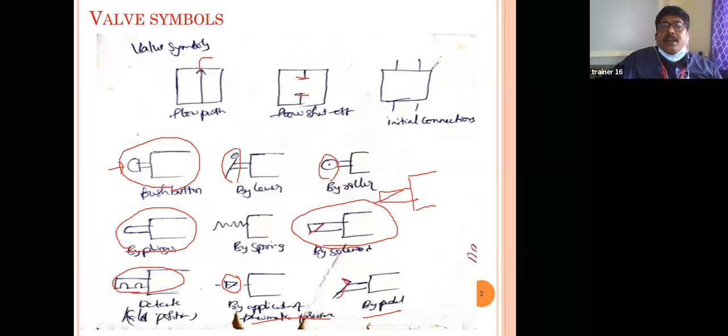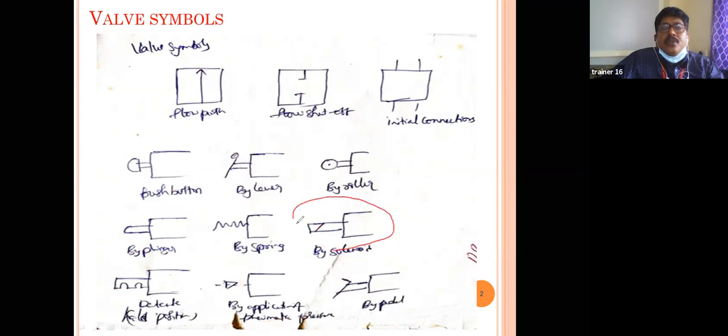So like this, depending upon the application, we can use these in industries, maybe small scale industries and large scale. Almost all of them we can use. Actually, most of the time we are using push buttons as well as solenoids, these two.